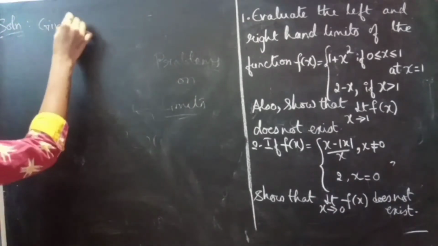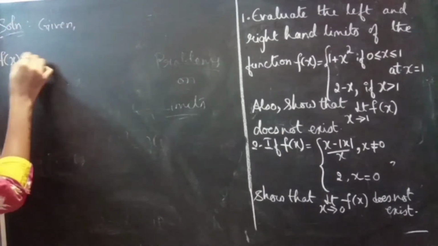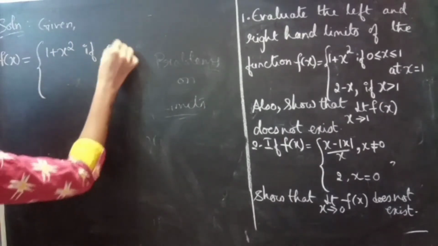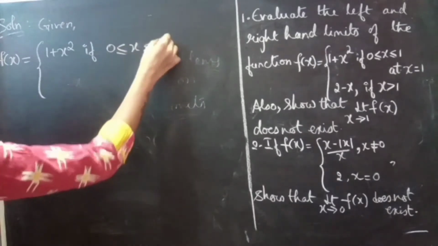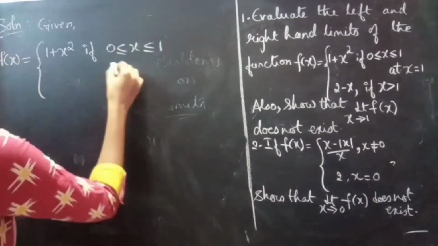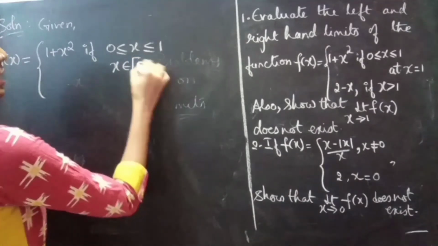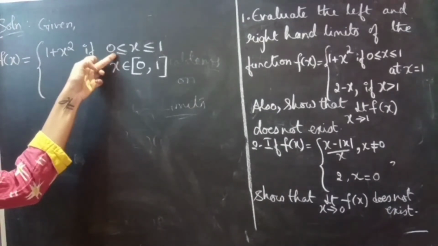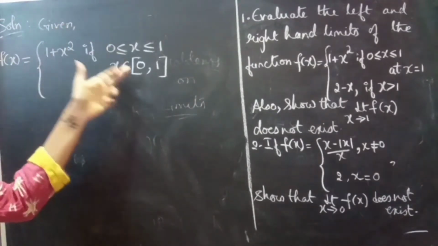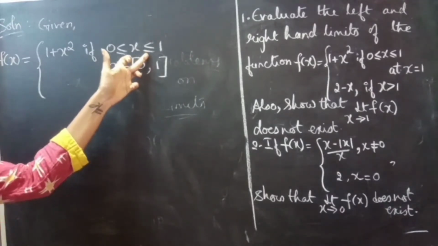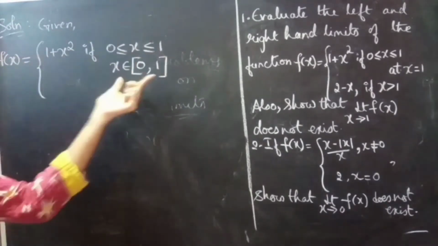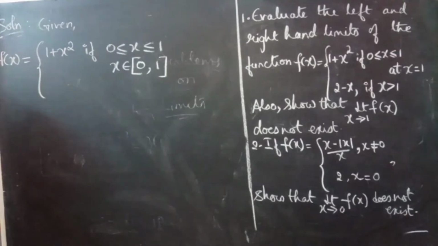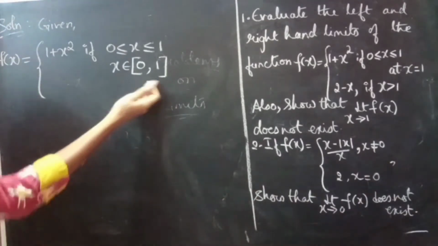Given f of x equals 1 plus x square if 0 is less than or equal to x is less than or equal to 1. That means x belongs to closed 0 and 1. Since they have given the less than or equal to symbol, the equal to is nothing but including 0, and here this equal to is nothing but including this 1. So we have used closed 0 and 1. X belongs to closed interval 0 and 1.